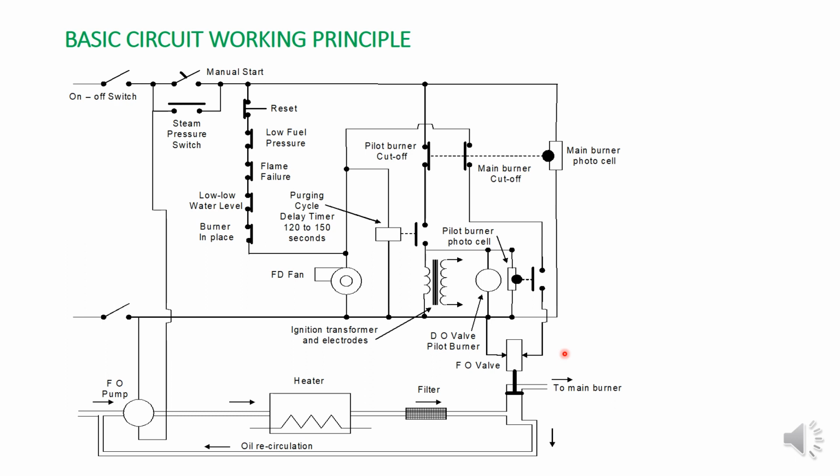Now after you stop the boiler, the boiler is already firing, and after 1 or 2 days you stop the boiler. At that time post purging is important. You have to close the FO valve. This will close once you reverse all these things. Then the FD fan needs to run for up to 2 minutes. That is called the post purging cycle. That is the simple and basic working principle of a boiler with the electrical circuit diagram.